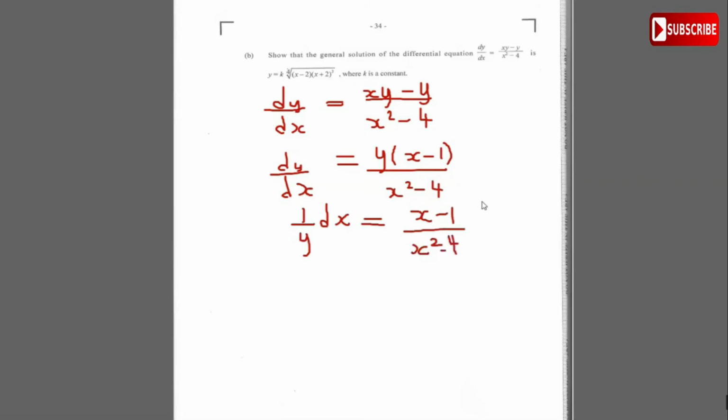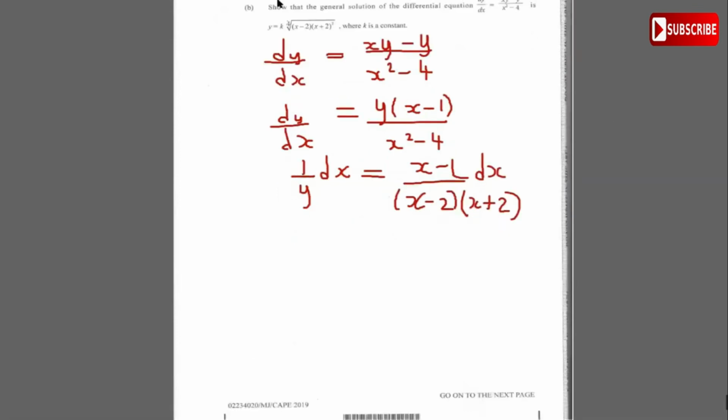Aha, now we can integrate both sides. But before we can integrate, I can't integrate this like that. I need to rewrite this. Instead of x squared minus 4, I'm going to write it as x minus 2 times x plus 2. But wait, I noticed that I have x minus 2 times x plus 2, and an x minus 1 in the numerator. I can separate this using partial fractions. So let's separate them using partial fractions.